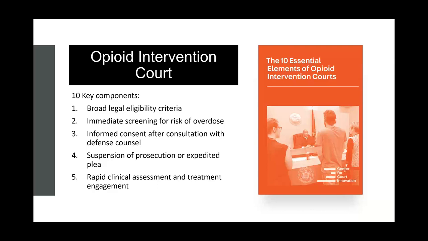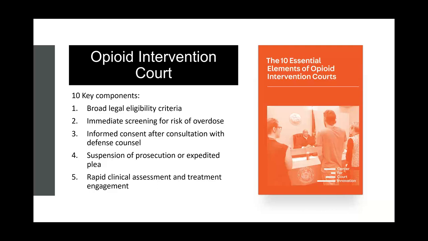And then here, suspension of prosecution or expedited plea. Suspension of prosecution is what I would emphasize here. You are saying, we are not going to prosecute this case until you are done with the 90 days of stabilization. And then once that happens, different programs operate differently. Some of them say, this has no bearing on your case whatsoever. So if you do well in this program, then you end and that's it, and we just process the case as we normally would. Some take it into consideration.